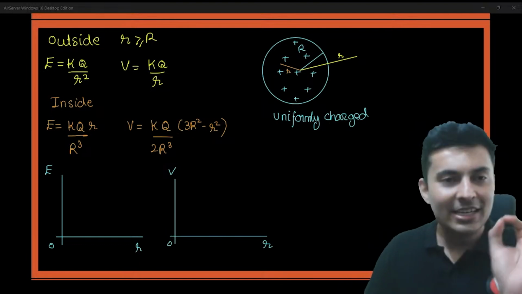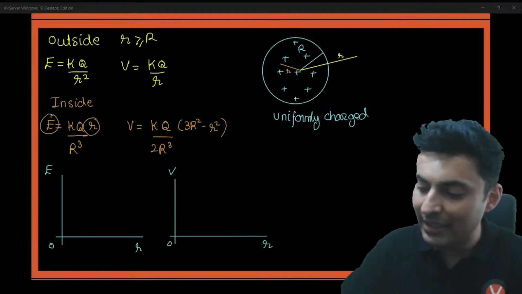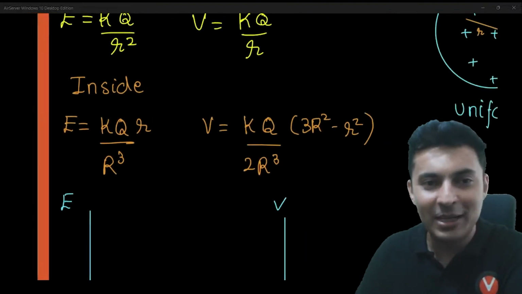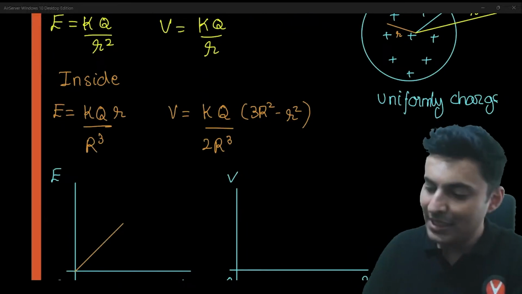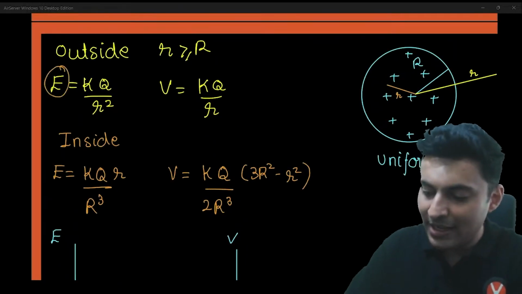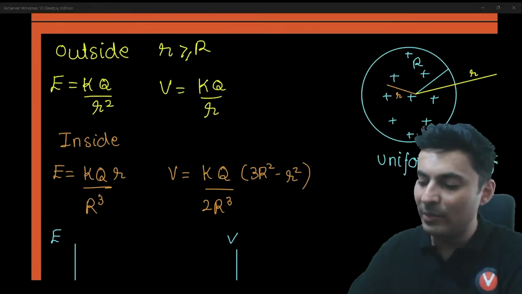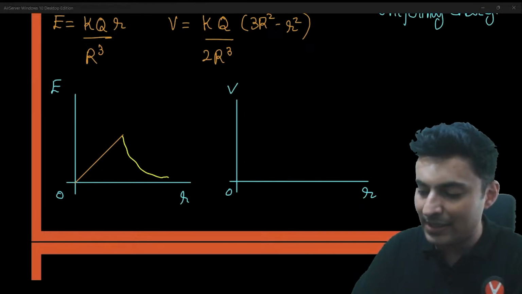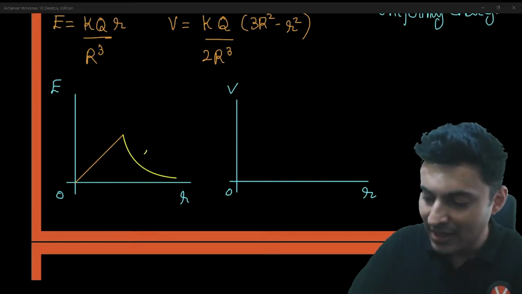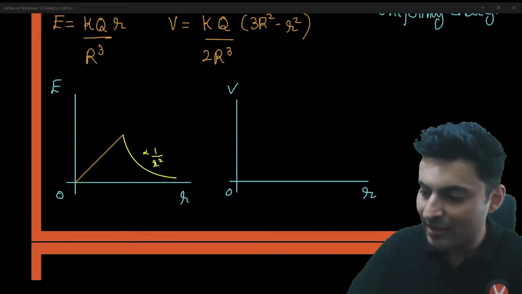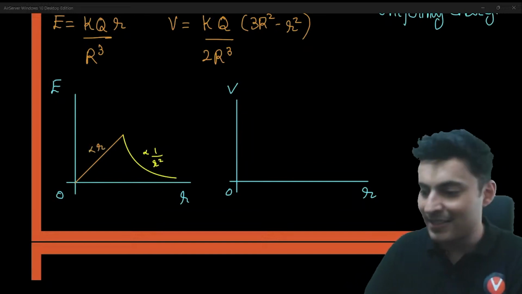If you talk about field, when you are inside, can you see it is directly proportional to R, my dear warriors? So that means it will be a straight line. Field will be a straight line. And the moment you are outside, then it is 1 by R square. So that means it will be some curved line like this. So it is inversely proportional to R square outside, and it is directly proportional to R inside.